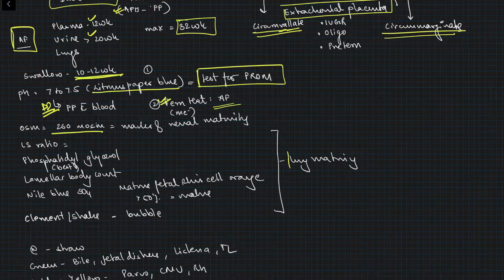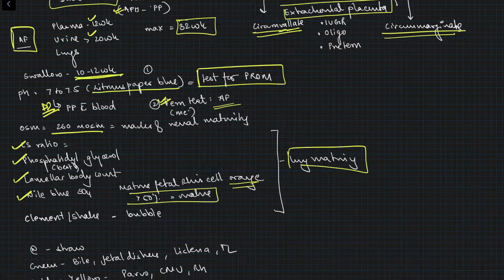The markers for lung maturity are LS ratio. The best is phosphatidylglycerol. The others are lamellar body count, Nile blue sulfate test, where maternal fetal skin cells turn orange, right? And more than 50% will indicate maturity. Clements shake test, where there will be presence of bubbles.